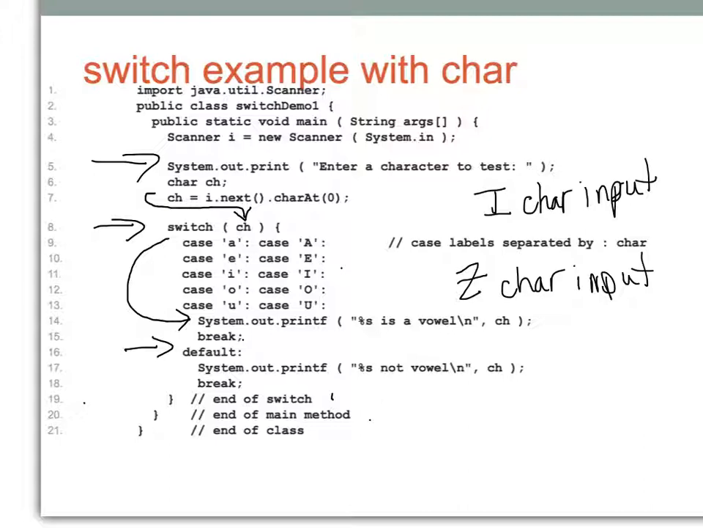So in that case, it would send me to line 17, and it would print out Z is not a vowel. And then again, there's a break. So that exits me out of the switch statement and into line 19 and then to line 20 and 21. So that would end the program.